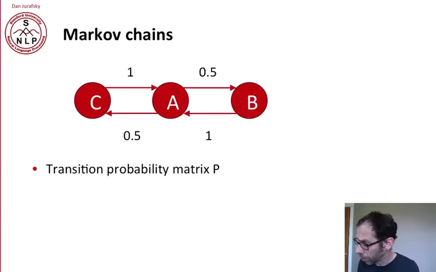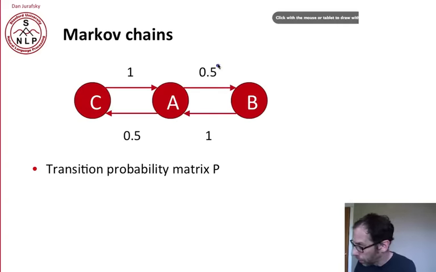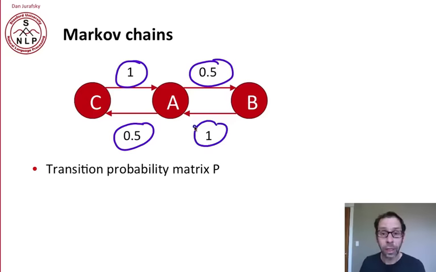Here's a little Markov chain. So we have three nodes, A, B, and C. If we're in A, the probability of going to B is 0.5. The probability of going to C is 0.5. If we're in C, we're definitely going to go to A. And if we're in B, we're definitely going to go to A. So everything sums up to 1. Given A, the probability of going to B is 0.5 and C is 0.5. That sums to 1. And the other two also sum to 1.